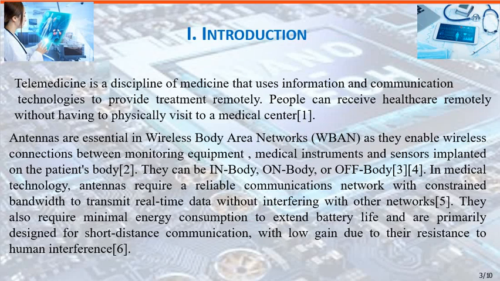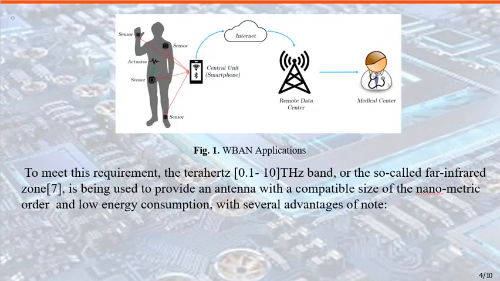In medical technology, antennas require a reliable communication network with constrained bandwidth to transmit real-time data without interfering with other networks. They also require minimal energy consumption to extend the battery life and are designed for short-distance communication with low gain due to their resistance to human interference. To meet this requirement, the terahertz band, 0.1 to 10 terahertz, of the so-called far-infrared zone, is being used to provide an antenna with a compatible size of nanometric order and low energy consumption, with several notable advantages.